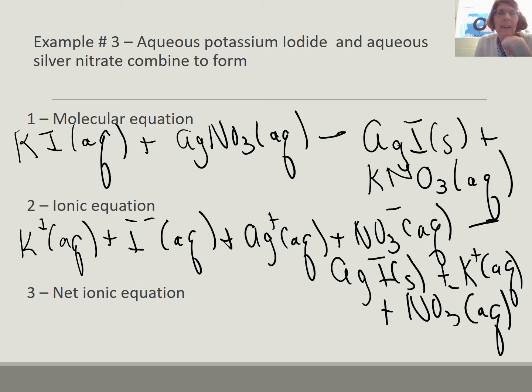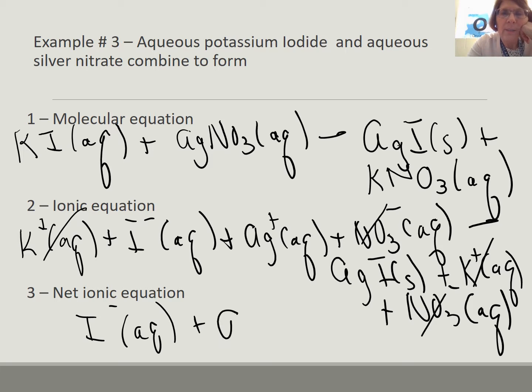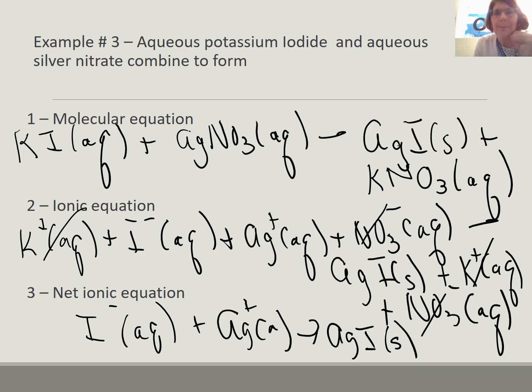So that's our ionic. So our net ionic is going to be what's involved with the silver iodide. So we're going to cross out the potassiums, and we're going to cross out the nitrates. So we have iodide plus silver makes AgI solid.